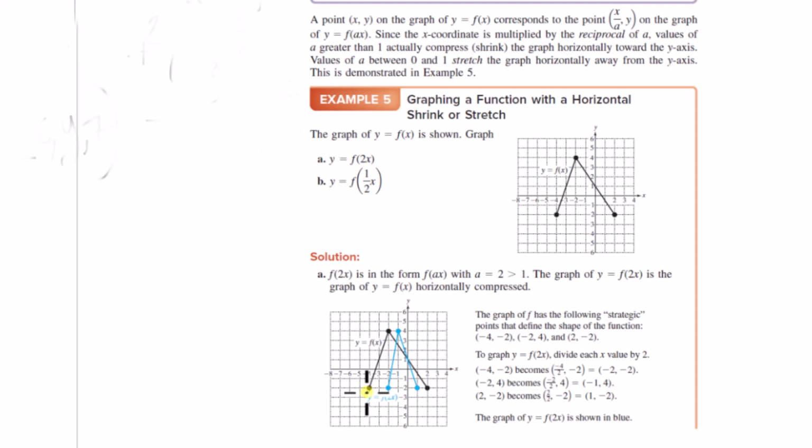Right? This point, divide the x value by 2. Minus 4 to minus 2, it comes in. Here, it starts x is equal to 2, y is equal to minus 2, but the y doesn't change. It's just x is divided by 2. Here, x is equal to minus 2, x is divided by 2, now x is equal to minus 1. And the stretch is the exact same way. That would be this here, it would stretch it.